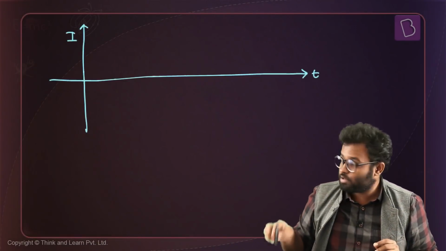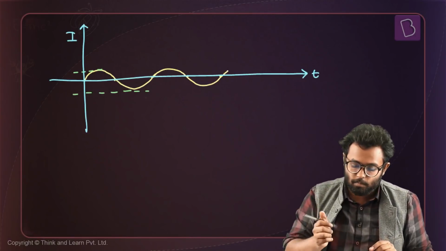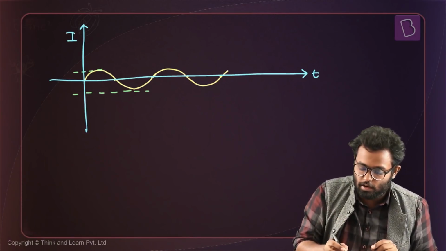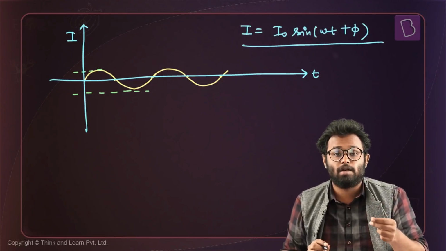This chapter is called alternating current. It means it's about current that alters. It's about current that changes. So in this chapter, we have a current which varies sinusoidally. This is the way it varies, like a sine curve. And the expression for this current is I equals I naught sine(omega t plus phi).